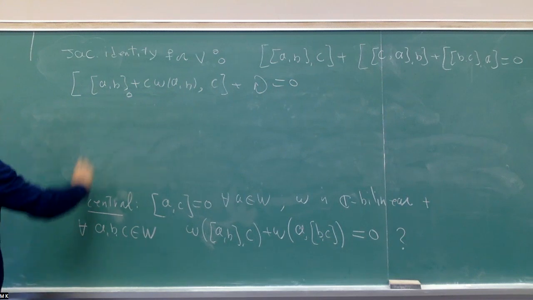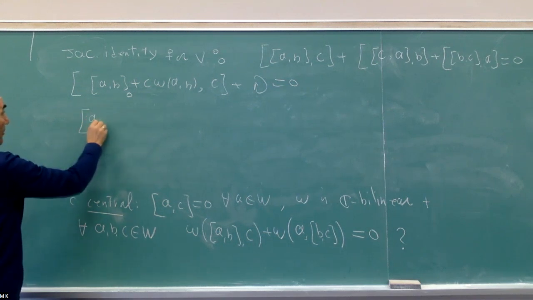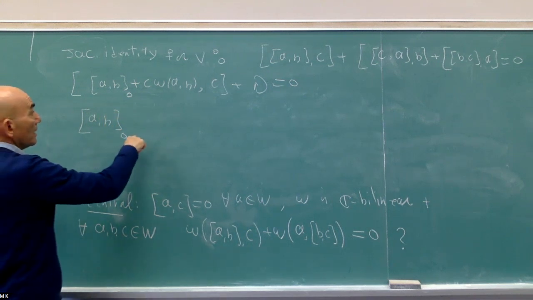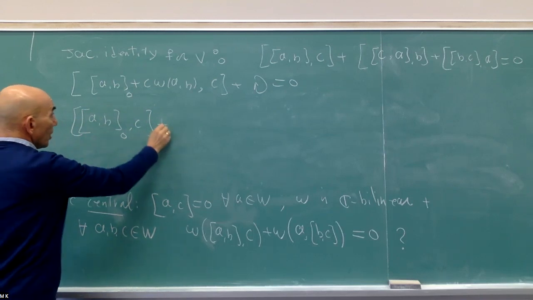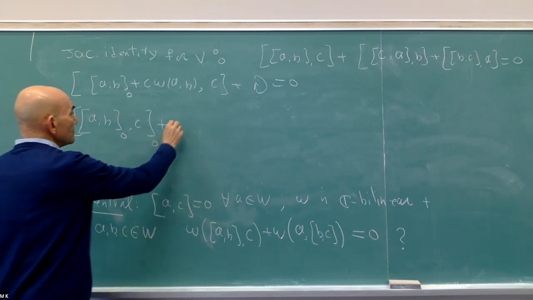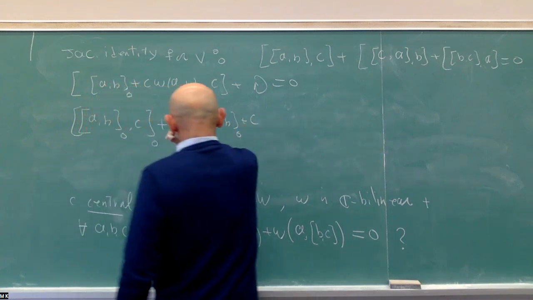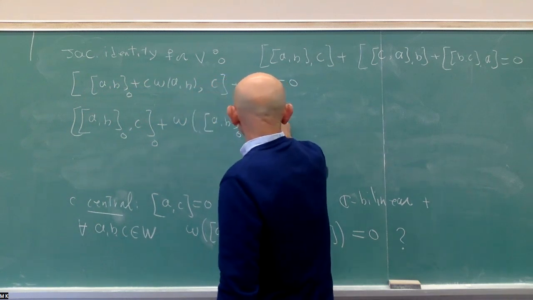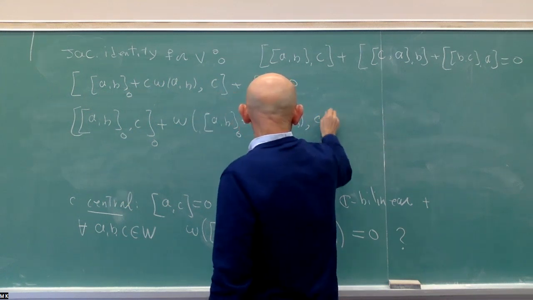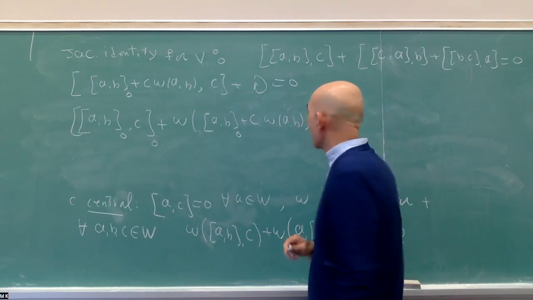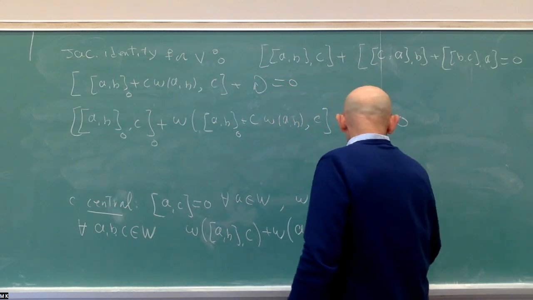Well, then this one is a term like this, because we have here bracket of AB old and C old plus omega of bracket of AB old plus C omega of A and B. And then I've got C, plus circulations equal to 0. But it should be 0. Okay, so let's see what kind of things.